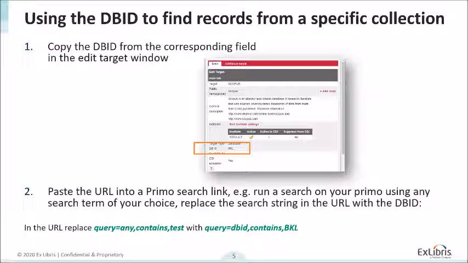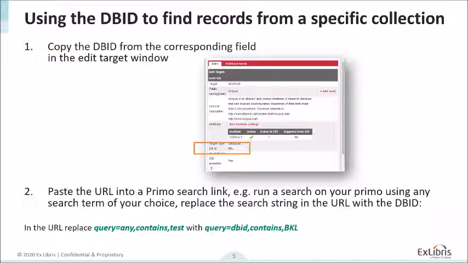You can find the DBID if you go either to the Edit Target window in KB Manager or the View Target window. And you see there a field, marked here in yellow, that says DBID, and then you see either a 3-letter code or a 4-letter code. In some cases, there may be multiple comma-separated DBIDs there. That's in case it's a one-to-many mapping between SFX and CDI.